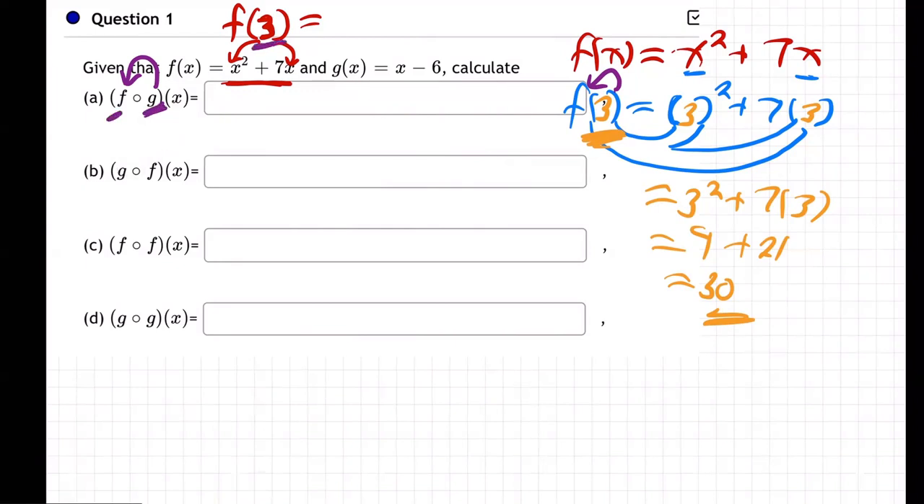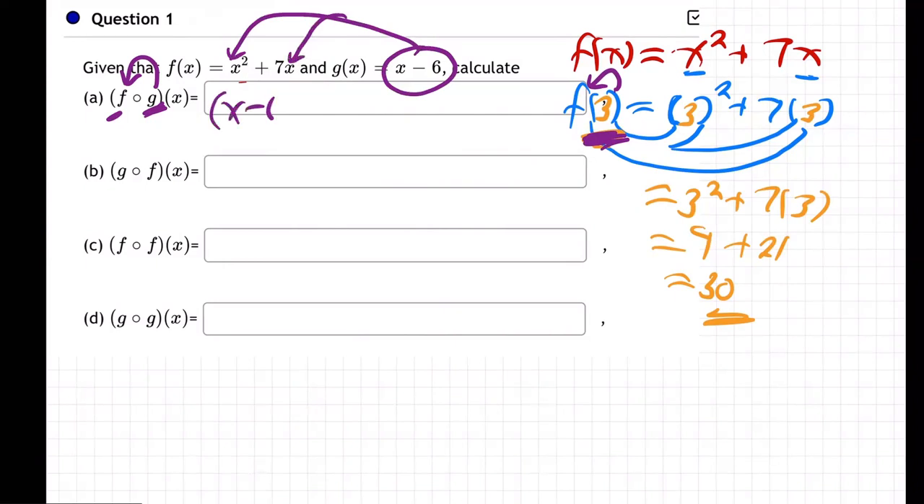So instead of, like over here, where I plugged 3 into F, I'm plugging all of G into F, the whole G function. What do you mean the whole G function? Meaning all of this will go in right there and there. So it'll become x minus 6 squared plus 7 times x minus 6. And then we've got to work that out. Is this making sense so far?